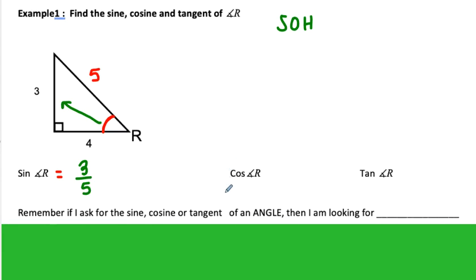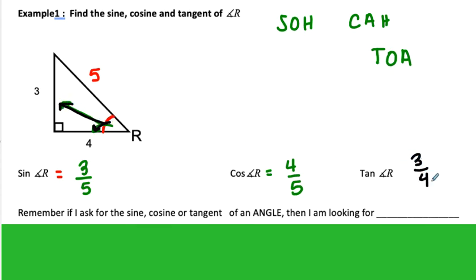All right, the cosine of R. So cosine is the CAH, adjacent leg over hypotenuse. So adjacent to R would be 4 over 5. All right, the tangent, TOA. Tangent would be equal to the opposite leg over the adjacent leg. So 3 over 4. Remember, if I ask you for the sine, the cosine, or the tangent of an angle, then I'm looking for a ratio. Now, it's important to know that ratios can also be written as decimals.